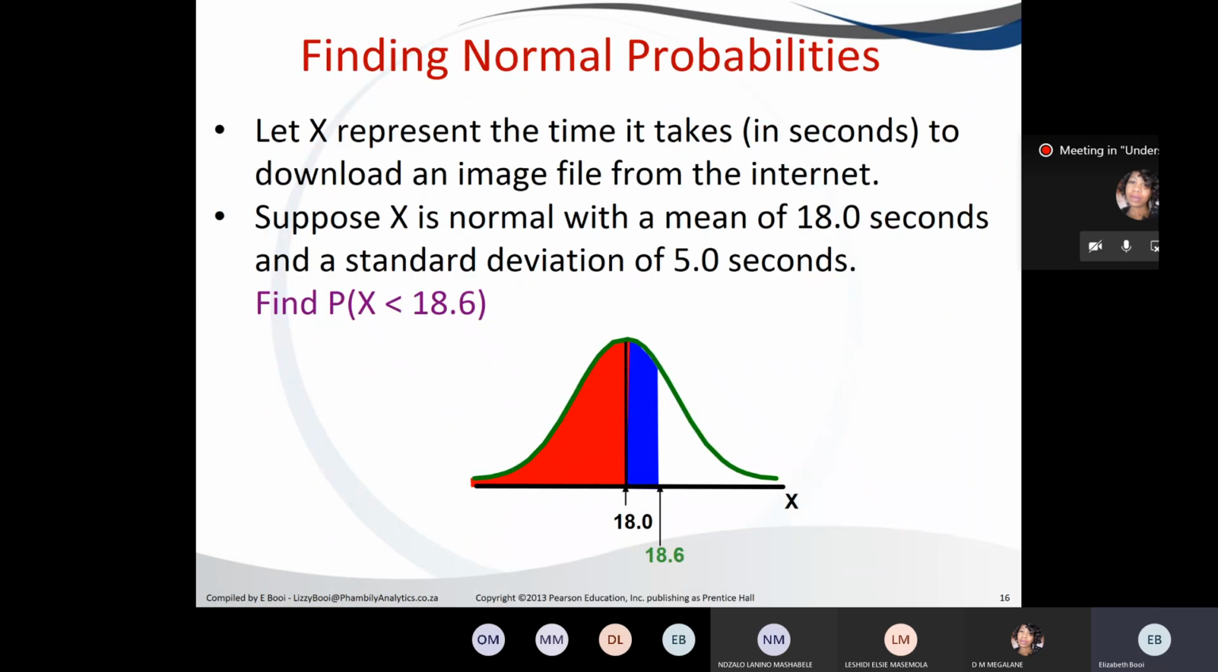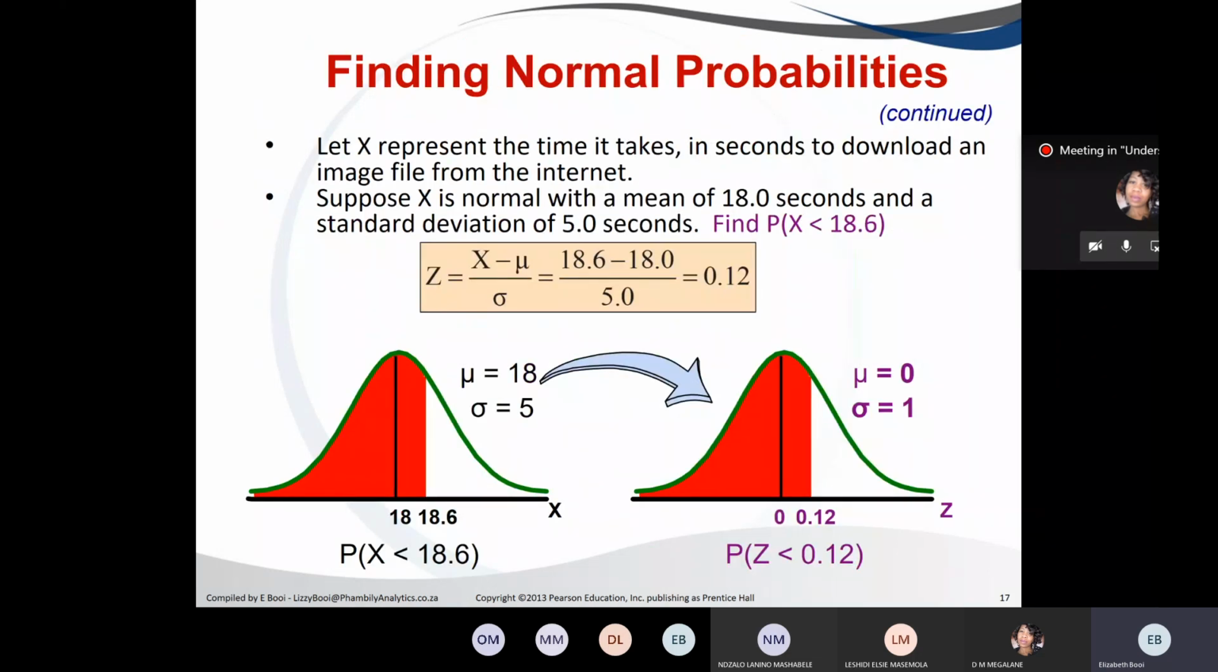Let's look at this example. Let X represent the time it takes in seconds to download an image from the internet. Suppose X is normally distributed with the mean of 18 and the standard deviation of 5. Find the probability that X is less than 18.6. To do that, we're going to use the formula to calculate. So our Z is X minus the mean divided by the standard deviation. This is the Z-score formula.